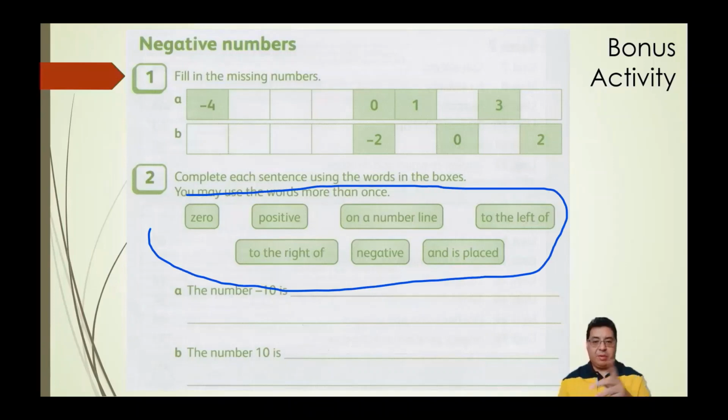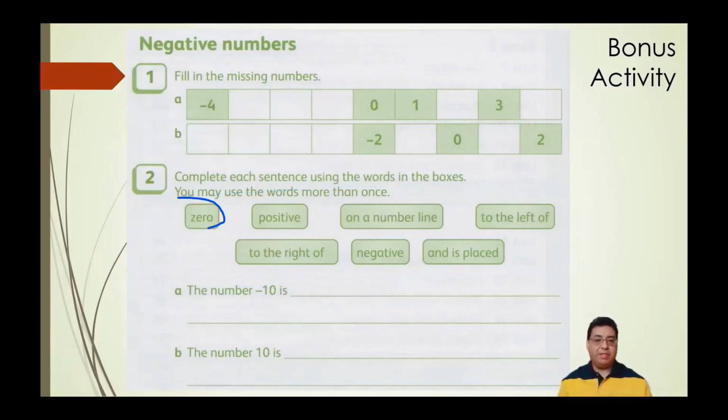So here are the words. I'll read through them real quick. So we got 0, positive, on a number line, to the left of, to the right of, negative, and is placed. So for letter A, the number negative 10 is, you take those words and you make a complete sentence out of them, please. For letter B, the number 10 is, and again, you take any of these combinations of words and you make a complete sentence.